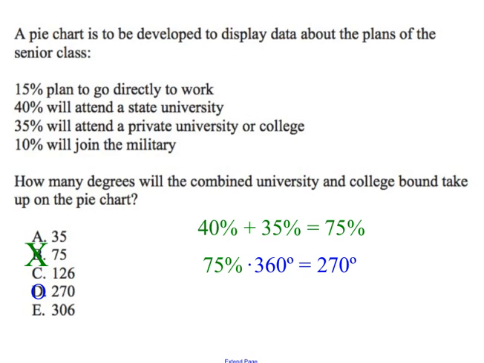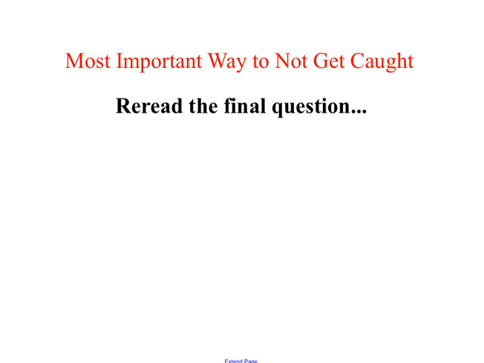So if you can envision a pie chart, that's what we're looking at. 75% of a circle is 270 degrees. So they're trying to catch you answering too quickly, getting too excited, seeing a 75 there, thinking, oh my gosh, that's it. And you answer that and move on. That's incorrect. So, most important way to not get caught is to reread the final question.